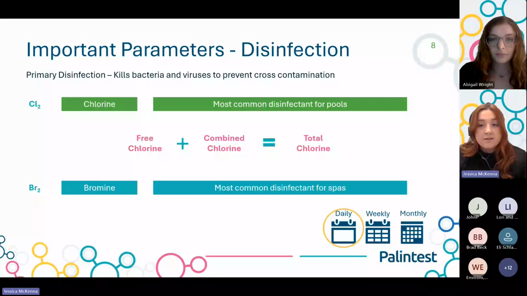We suggest for a well-designed pool, your free chlorine should be at a minimum of 1 ppm, and this can be lower if you use a secondary disinfection. For your total chlorine, this should be as low as possible, but never more than 1 ppm.